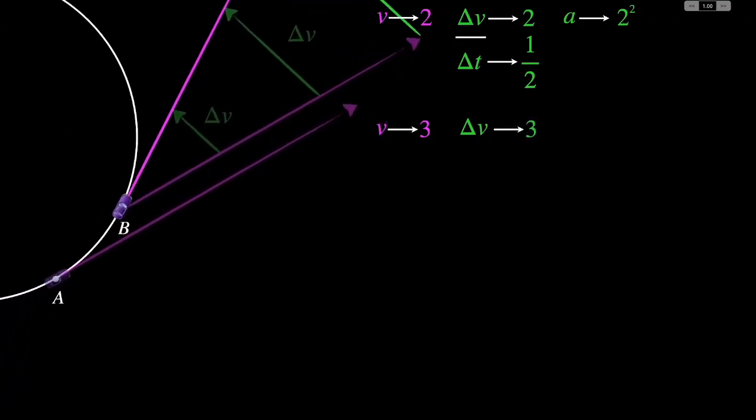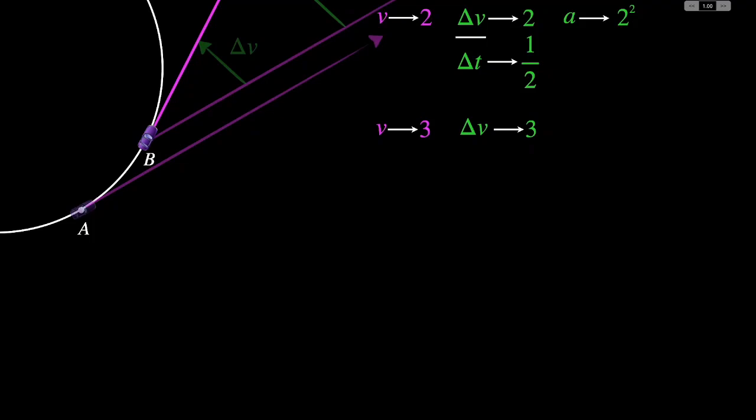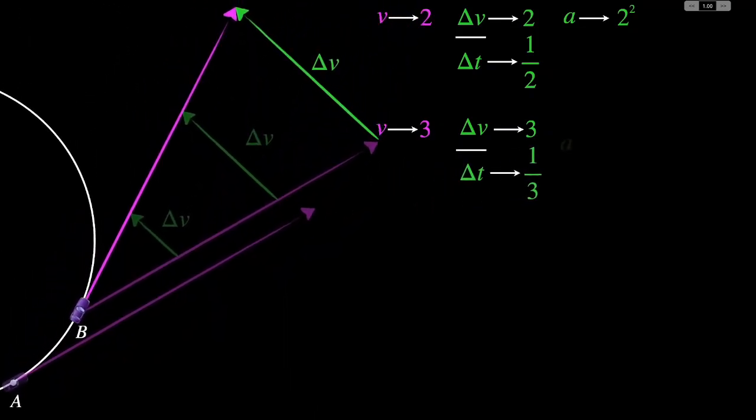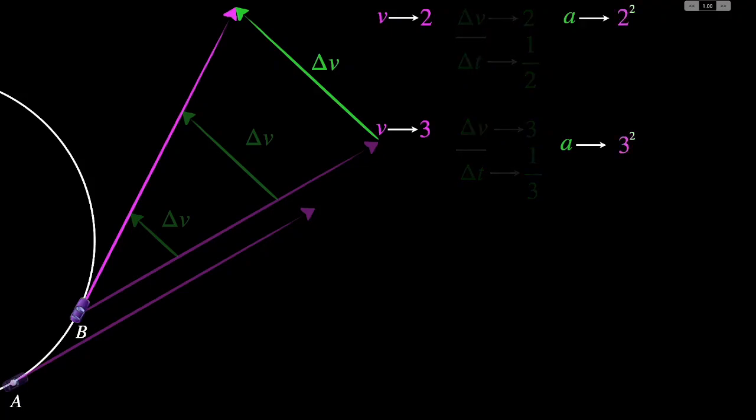And what happens to the time taken to go from A to B? Well, now since the speed is tripled, the car goes thrice as fast as before, which means the time it takes will be 1/3 as before. Putting it all together, we have 3 times the change in velocity in 1/3 the time as before, giving us 9 times more acceleration, or 3 squared times more acceleration. So right in front of your eyes, you can see that the acceleration is proportional to v squared.